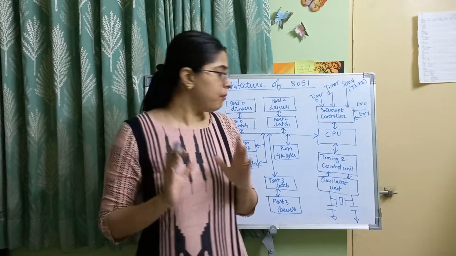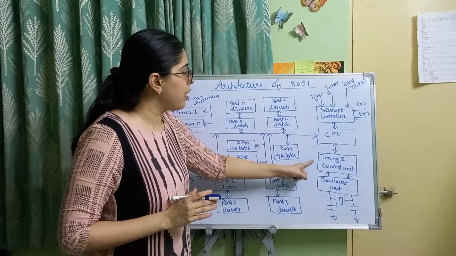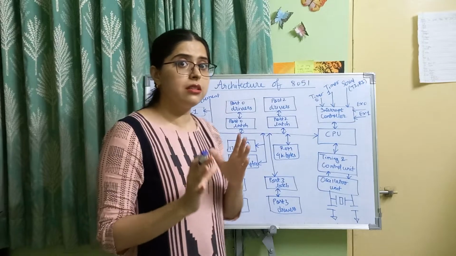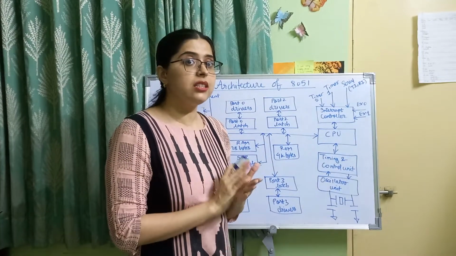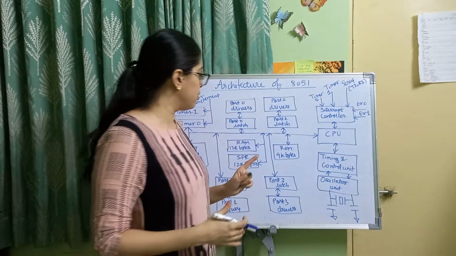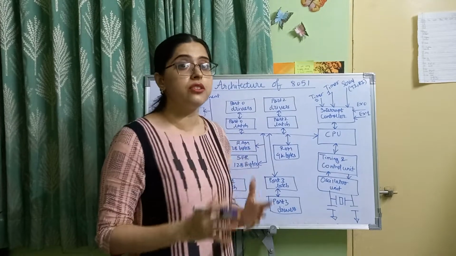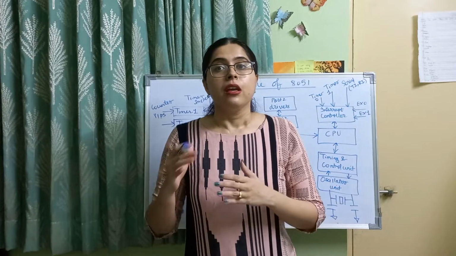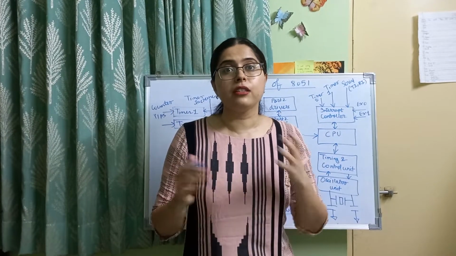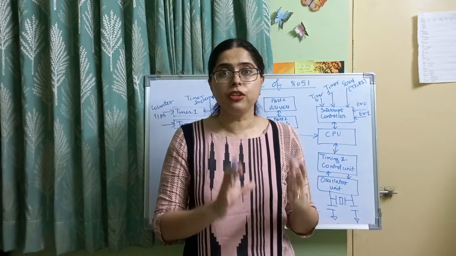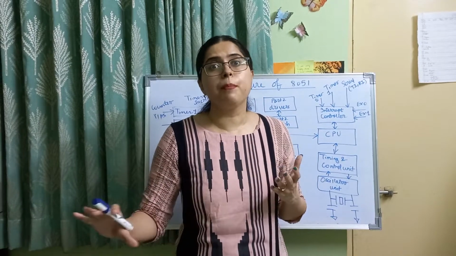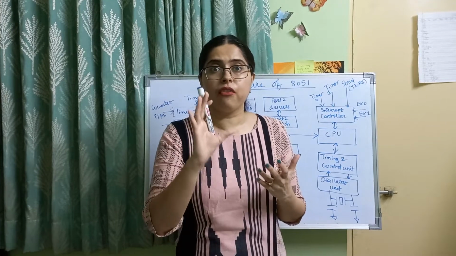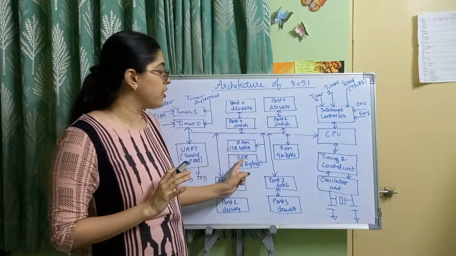But now you remember that the interrupt controller, timing and control unit, and serial port UART, these three peripherals, the control and operation of these three peripherals and their status is stored in SFR, special function register. Suppose 8051 performs a particular function. The controlling of that function and status after completing a particular task, the status of that task or function is stored inside the special function register.